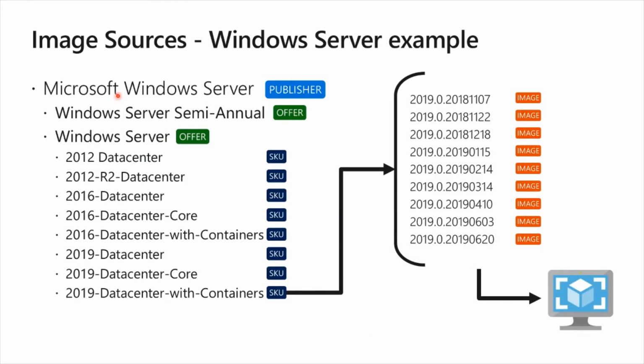So let's say Microsoft is the publisher, then you have a type, which is the offer, which is Windows Server, Windows Server semi-annual, and then you have another offer, Windows Server. Then you have the SKU, which is the type of this Windows Server, like 2012 Datacenter, 2012 R2 Datacenter. And then further you have versions of these offers, which is called the image.